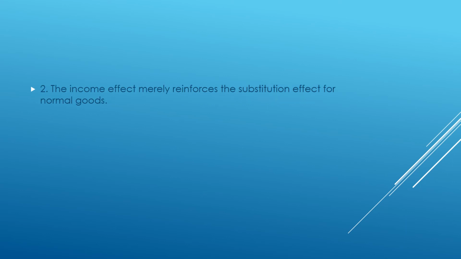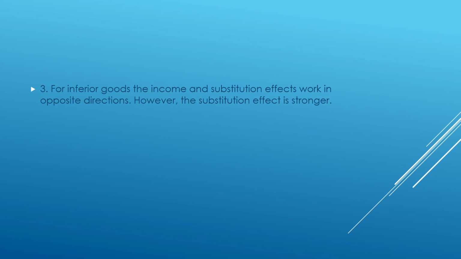So what's the income effect? Well, it merely reinforces the substitution effect for normal goods, meaning that it's going to cause a movement in the same direction. So as we saw, when the price of the vaccination goes up, we demand a smaller quantity of vaccinations because of both the substitution and the income effect, even though it is primarily the result of the substitution effect. There is an exception, and that's for inferior goods.